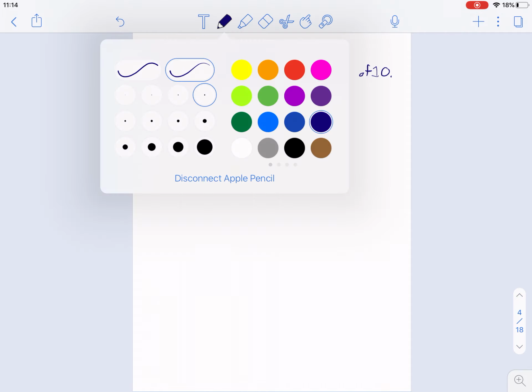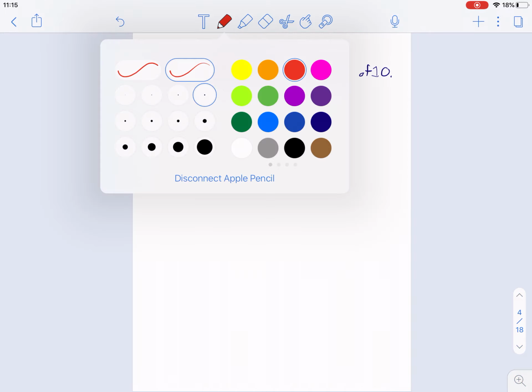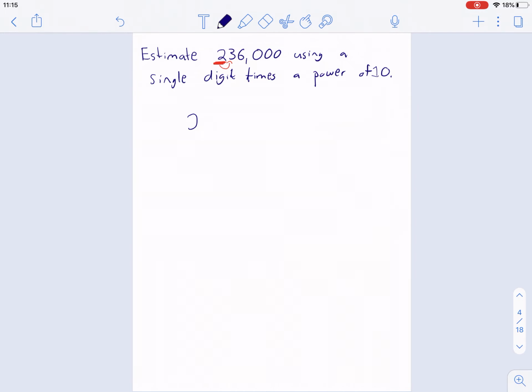So the first thing I'm going to do is the same thing. I'm going to round to the first non-zero number that I see. The first non-zero number in this case is 2. After the 2 is a 3, so that means my number is going to stay as a 2. And then after that, I'm going to fill in everything else with zeros. So I have 200,000.